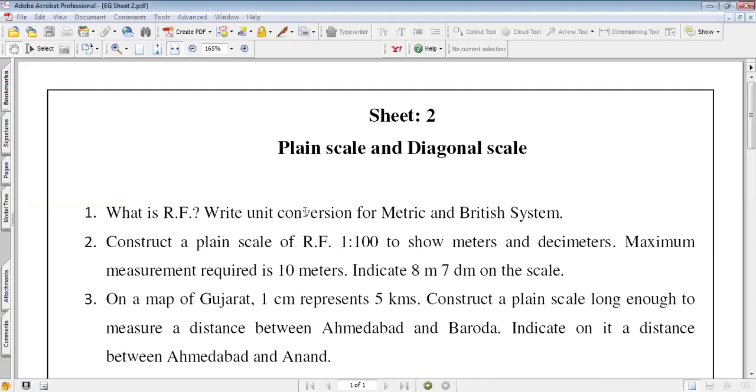Okay. So what is the first problem? What is RF? Unit conversion for metric and British system. Okay. What is RF?